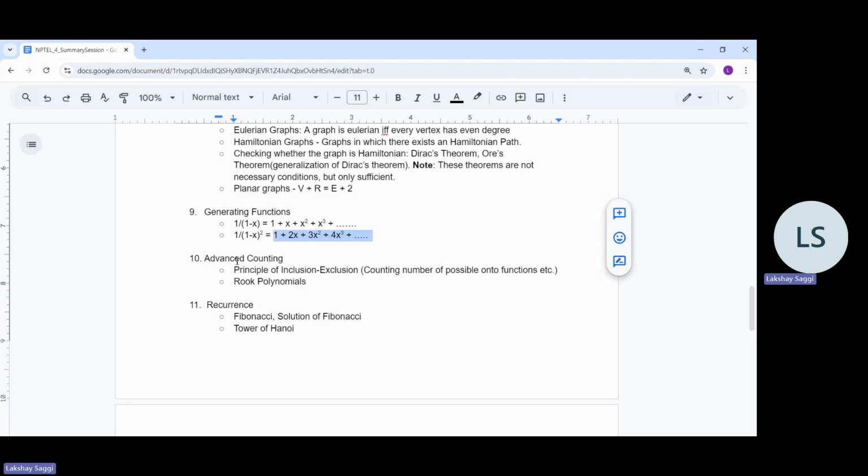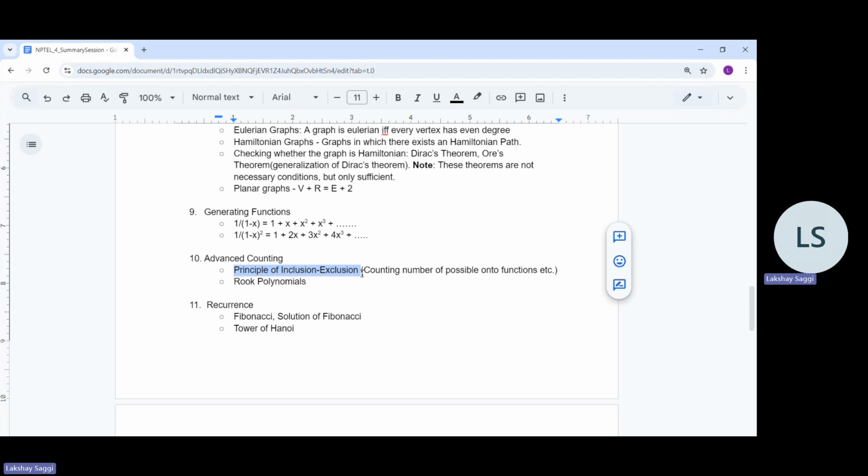And then in the 10th week, after knowing about generating functions, we discussed some more advanced counting methods. Initially we discussed very primitive counting methods like permutations and combinations. But then in advanced counting, we learned about the principle of inclusion exclusion, which you might have seen in high school. Note that we discussed some more involved problems about the same, like finding the number of onto functions from a set to another set and things like that.